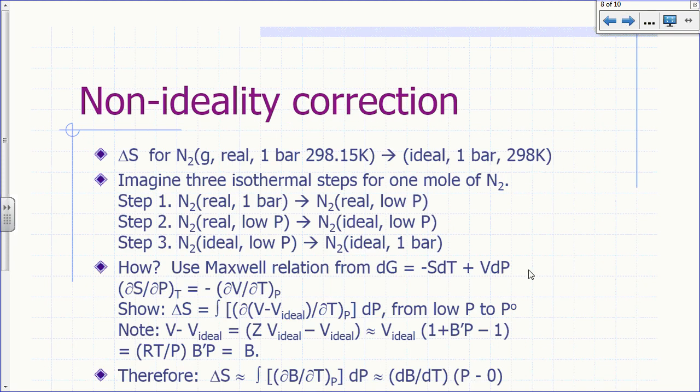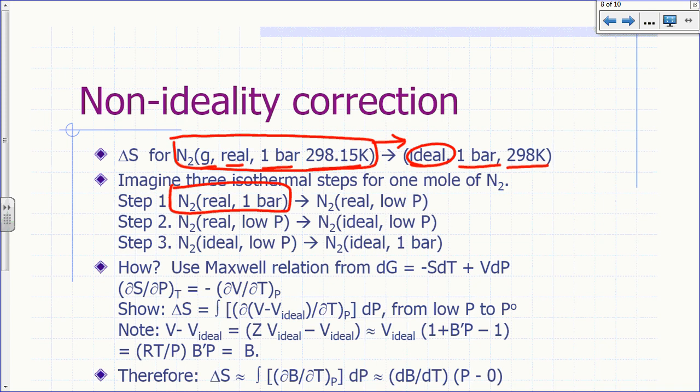In the case of nitrogen, for that last step you have to imagine your nitrogen is a real gas at 1 bar and 298.15 Kelvin. Imagine changing that into an ideal gas, also at 1 bar and 298 Kelvin. What's the delta S for that? The way we do that is we start with nitrogen real at 1 bar. Imagine changing that gas by lowering its pressure to a very low pressure, very close to zero, where it's behaving ideally, and you need to calculate the delta S for that.